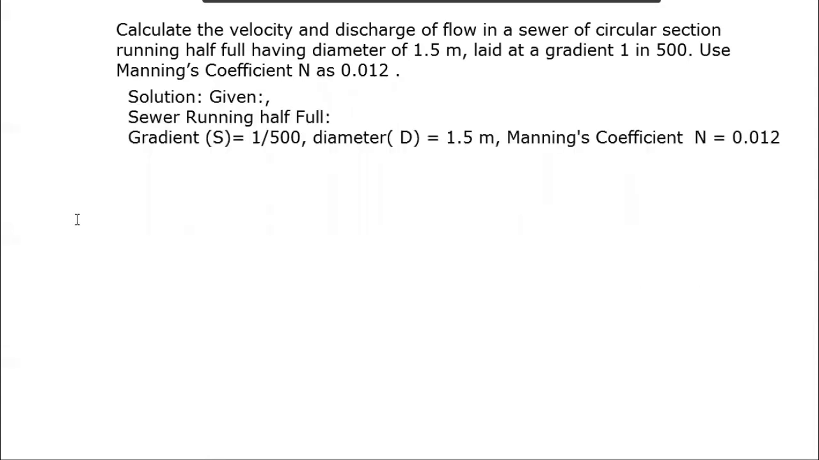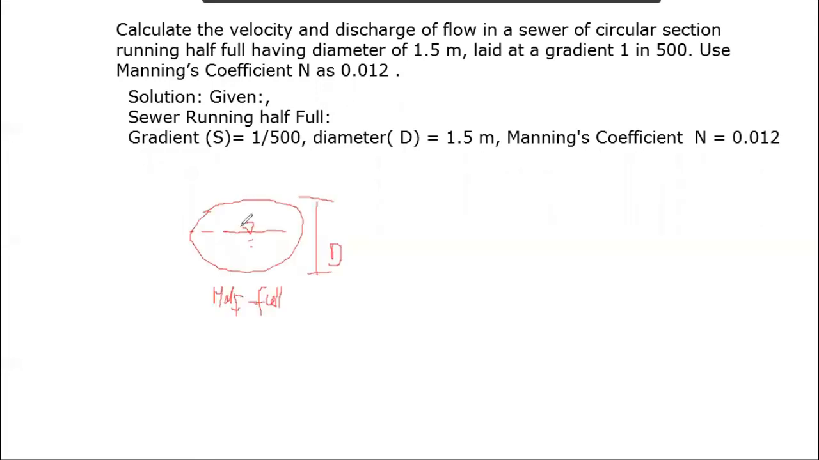The given problem comprises of the sewer running half full, and the sewer is laid at a gradient of 1 in 500 with its diameter 1.5 meters. And we are asked to use Manning's coefficient as 0.012. Now we shall determine the velocity and corresponding discharge in the sewer.